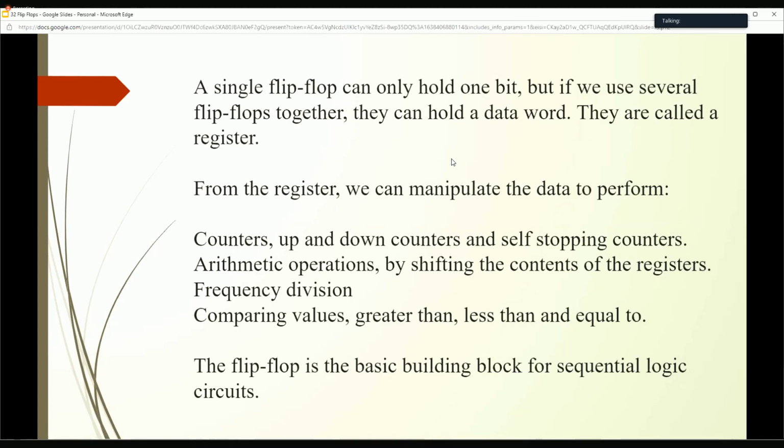Once again, we're zoomed in, right? We're really looking at some small components there because a single flip-flop, so what we just looked at, is going to hold 1 bit. We'd need several flip-flops together. If we put 8 together, it could hold a data word, and we'd call it a register, right? You can take the register and you can begin to manipulate that data, and you can form counters, things that will count up, count down. You can have arithmetic operations. So basically you could have it do math.